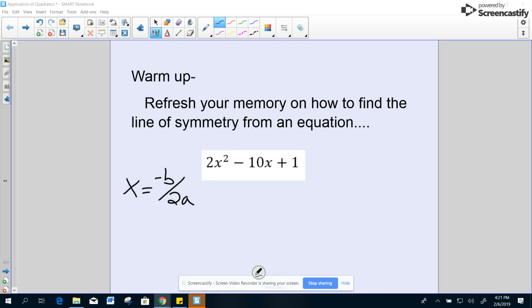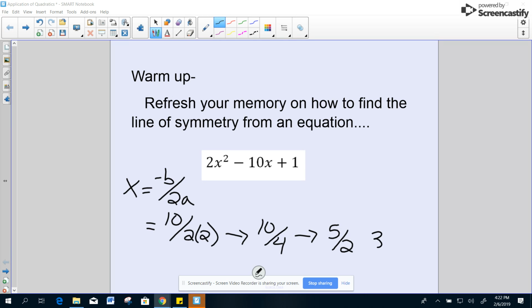My opposite of b value here would be a positive 10 all over 2 times a, which is 2. So my value would end up being 10 over 4, which then can reduce to 5 halves, or 3.5. So my line of symmetry would be located at x equals 3.5.